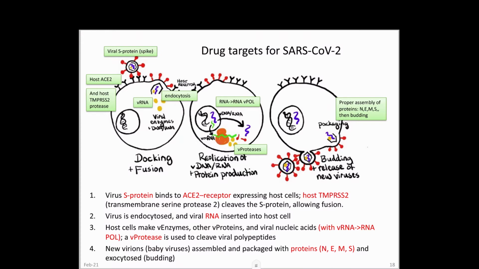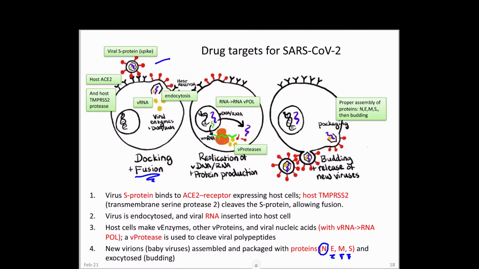So the first thing that's going to happen is the docking and fusion phase. The SARS-CoV-2 virus has several external structural and binding proteins. Those include the envelope, the membrane, the spike protein, and then internally the nucleocapsid protein that winds around and protects the viral RNA. So SARS-CoV-2 is an RNA virus and it's not a reverse transcriptase virus. It's going to come with RNA and then it's going to use RNA the whole time.